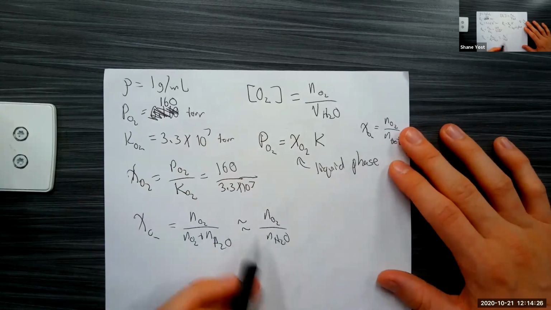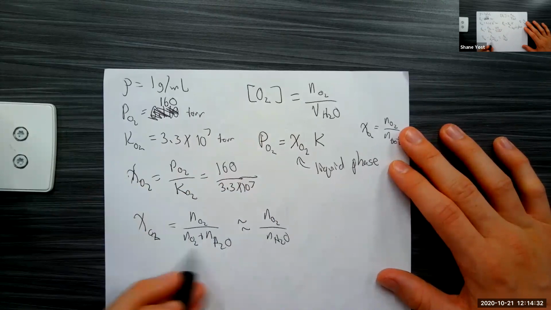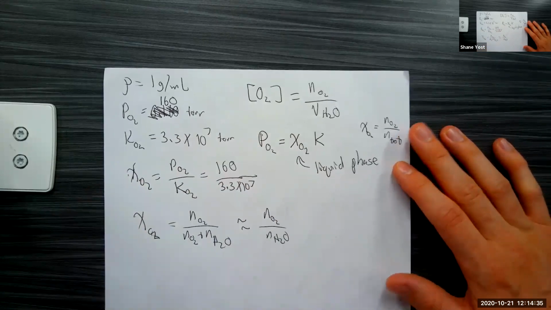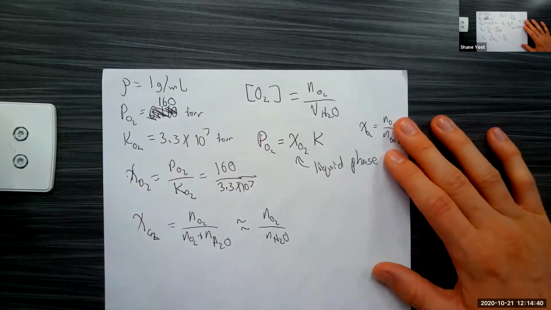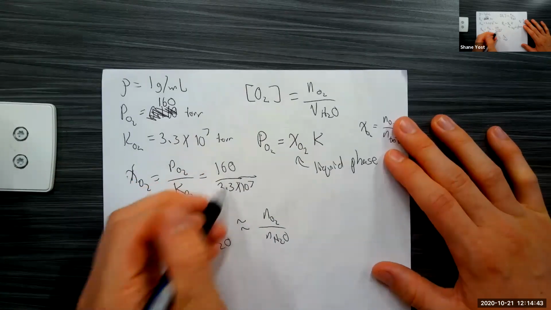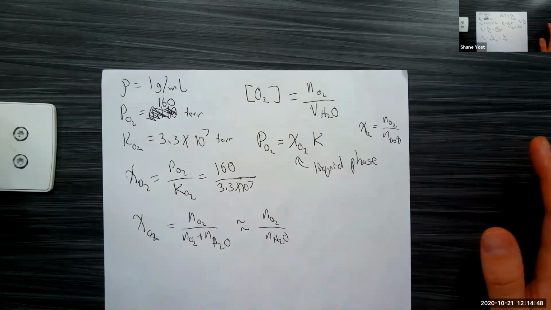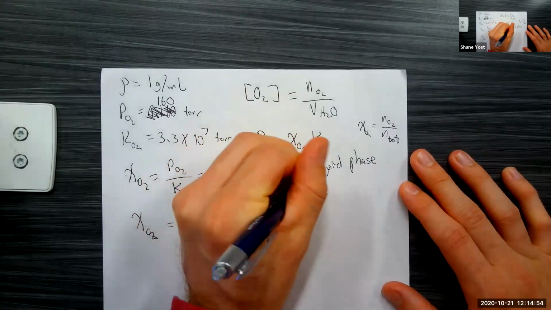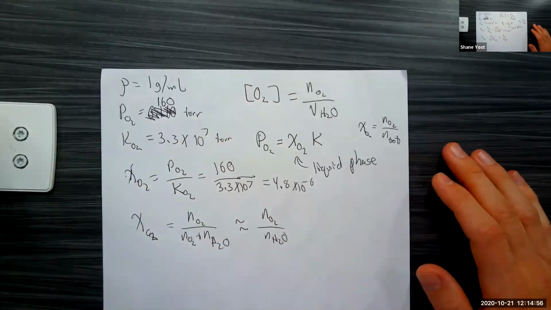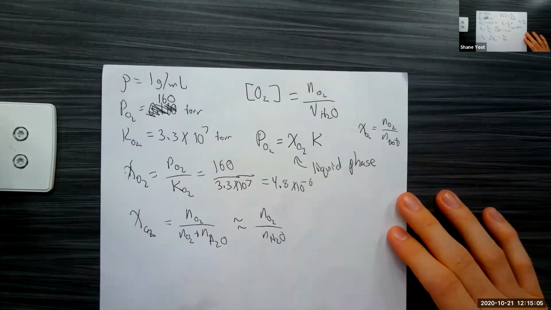So if I make this assumption, the number of moles of O2 divided by the number of moles of H2O is the mole fraction of O2. I basically write the number of moles of O2 plus the number of moles of H2O, which is just going to be basically the number of moles of H2O. And it's a reasonable approximation because 160 divided by 3.3 times 10 to the 7 is something times 10 to the minus 6. So this is 4.8 times 10 to the minus 6. So it's a really small mole fraction, which tells you the number of moles of O2 compared to the number of moles of H2O is very, very small. So this is a fine approximation.